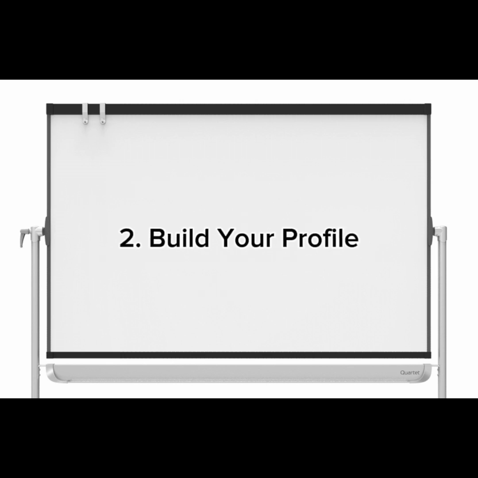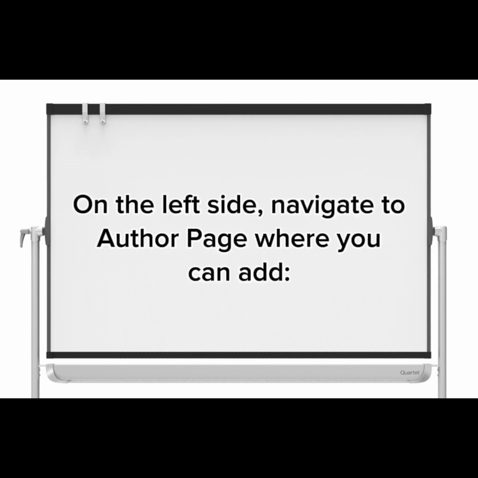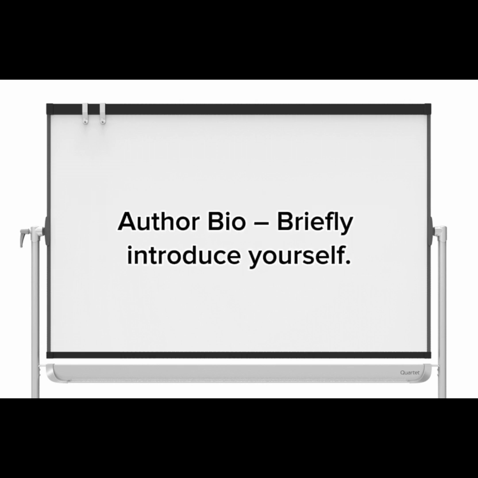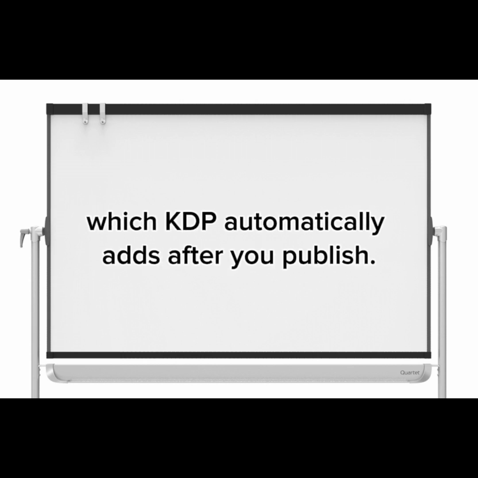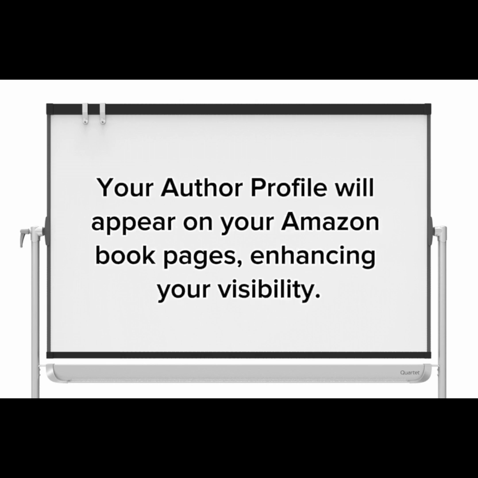2. Build your profile. On the left side, navigate to Author page, where you can add an author bio, briefly introducing yourself; an author photo, uploading a high-quality image; and your books, linking any published books, which KDP automatically adds after you publish. Your author profile will appear on your Amazon book pages, enhancing your visibility.